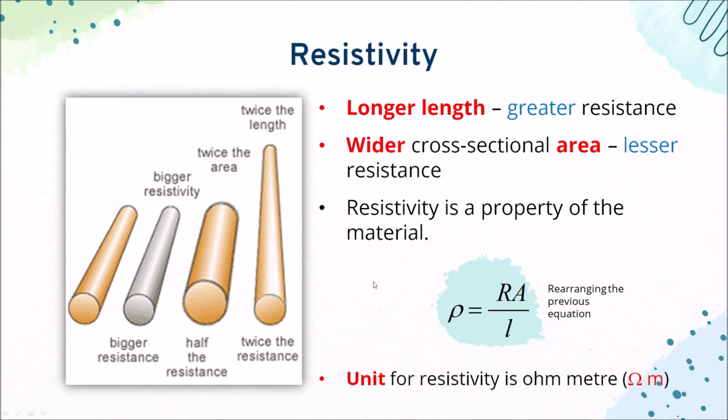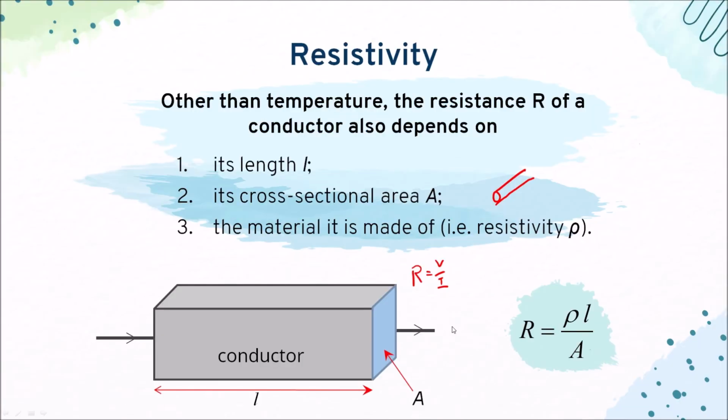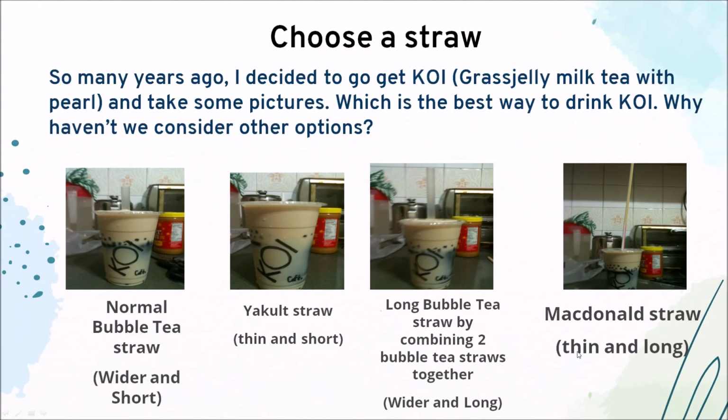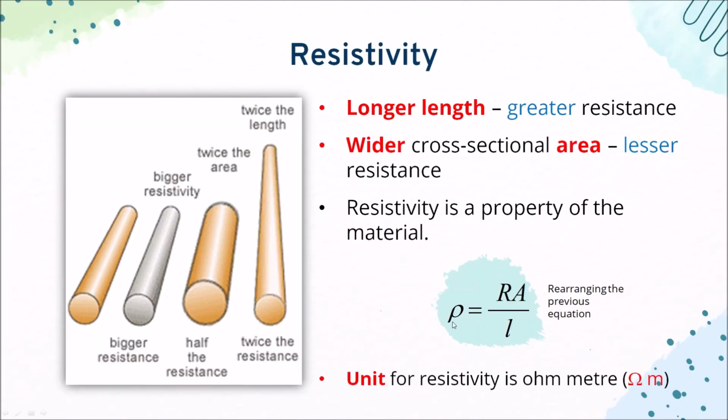So just now the formula, let's go back again, is given as R equals rho L over A, where rho this time is not the density but the resistivity, L is the length, and A is the cross-sectional area. If I rewrite this formula to just calculate resistivity, then I will have rho equals RA over L. So the unit for resistivity is ohm meter.